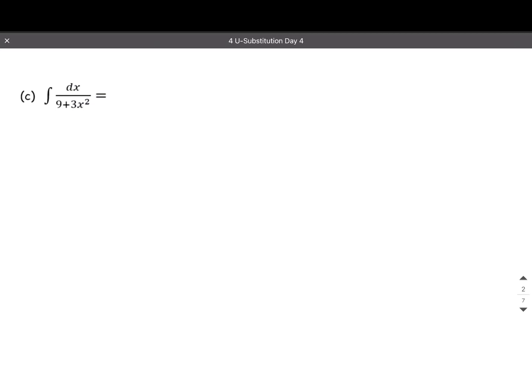Now, there's different ways to do this. Let's look at one way first. This gives us the integral of dx over 9 plus 3x squared. The problem is we don't want a 3x squared. We want just x squared. Well, how could we do that? We would need to factor a 3 out of the bottom, which would leave us with 3 plus x squared, right? So now we'd have 1/3 times the integral of 1 over 3 plus x squared dx.